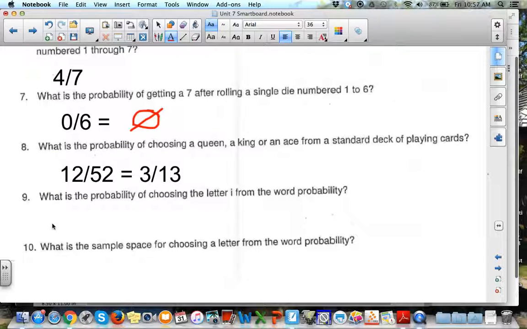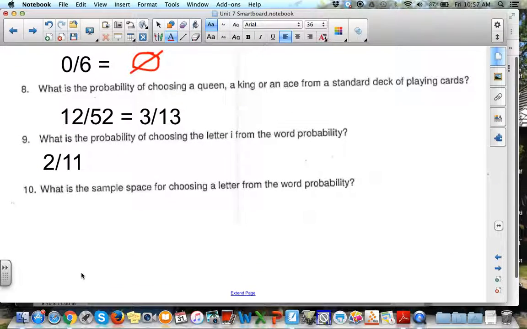What is the probability of choosing the letter I from the word probability? Well, how many I's are in the word? 2. And how many letters are in the word itself? That's 11. Again, 2 over 11 can't reduce, so we're finished.